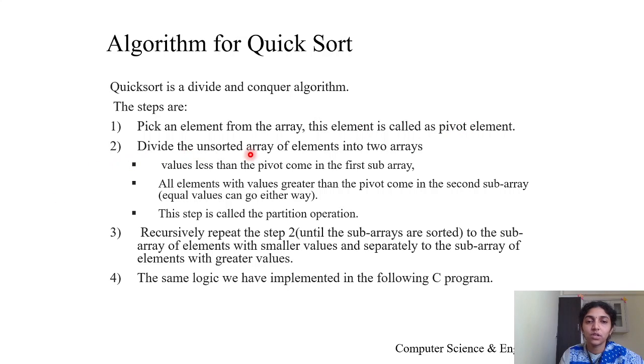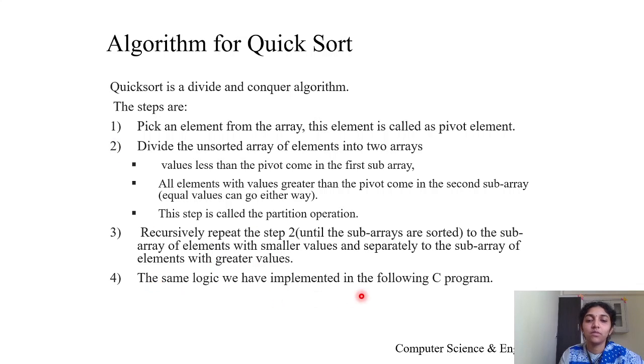The second step is to divide the unsorted array of elements into two subarrays. You have to divide in such a way that all the elements to the left of the pivot are smaller than the pivot, and all the elements to the right of the pivot are greater than the pivot. This step is called the partition operation. Then recursively repeat step 2 on the left subarray with smaller values and separately on the subarray with the greater values, until there is only one element present in the array. Until then you have to keep on doing step 2.